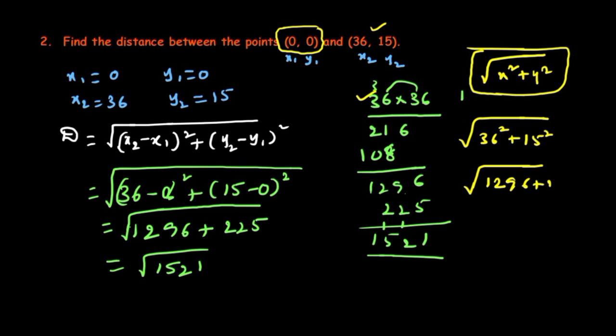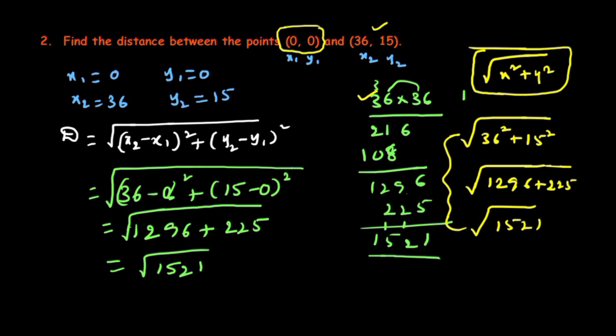So when should we use this formula? When the origin is given and a point like x comma y is given, then you can use this formula, root of x square plus y square. Actually here we should find out the square root of 1521. If you find the square root of this number, you will get 39. So we write the final answer as 39.